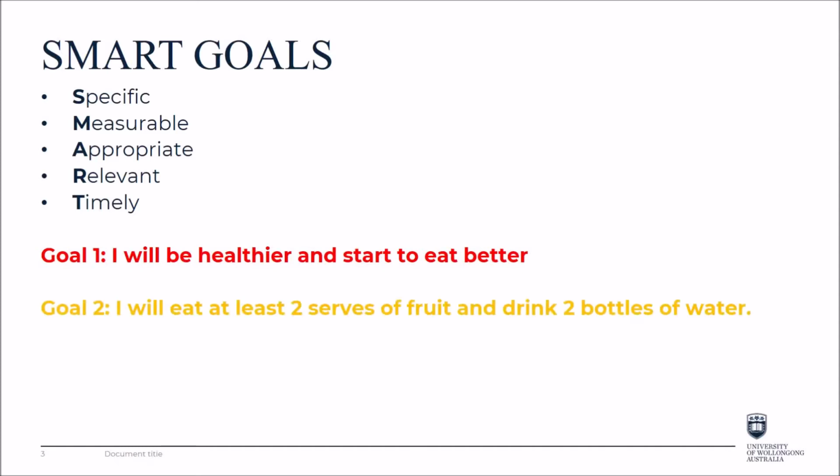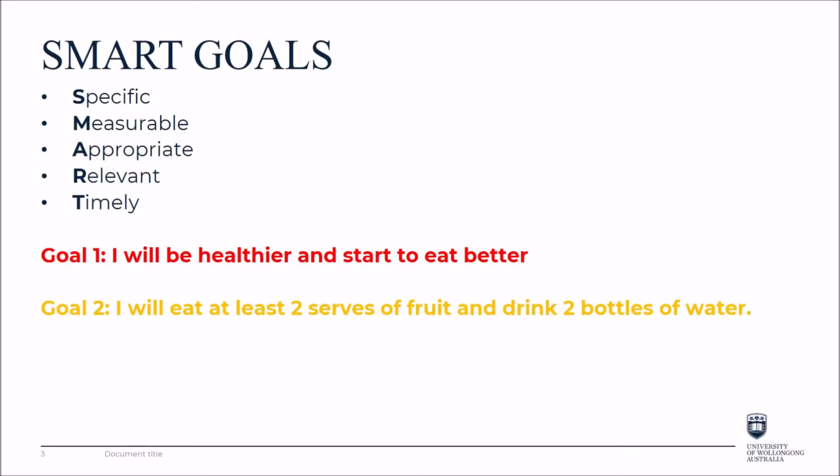Now I've changed my goal to: I will eat at least 2 serves of fruit and drink 2 bottles of water. Now I've given a bit more detail, which is really good, but I could be a bit more specific. I've said drink 2 bottles of water. Well, how big is a bottle of water? It might also be a little inappropriate or not relevant enough. I can eat 2 serves of fruit, and that's the recommendation, but I could be more relevant because I haven't said anything about vegetables in my diet. So I could be a bit more appropriate if I want to be healthier.